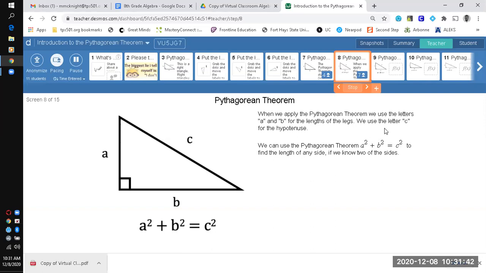So if we're trying to find a specific side, for example, if I say C is 12 and A is 11, I'm going to put that into my equation and solve it out. Obviously, I'm going to have to find what B is.